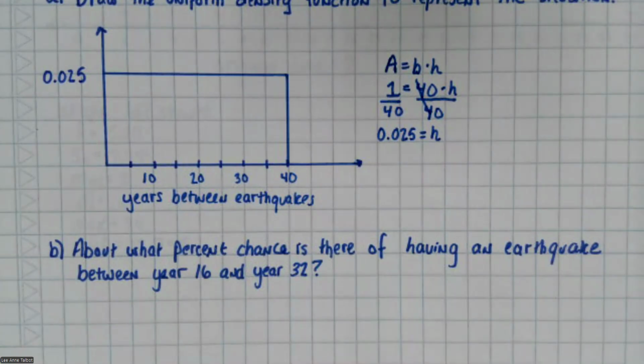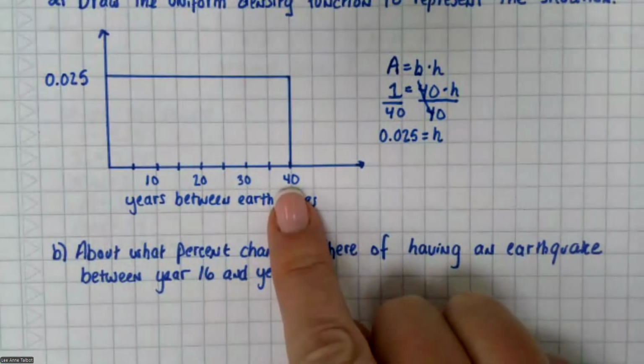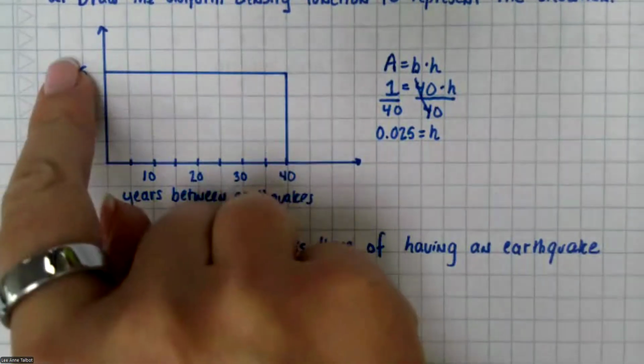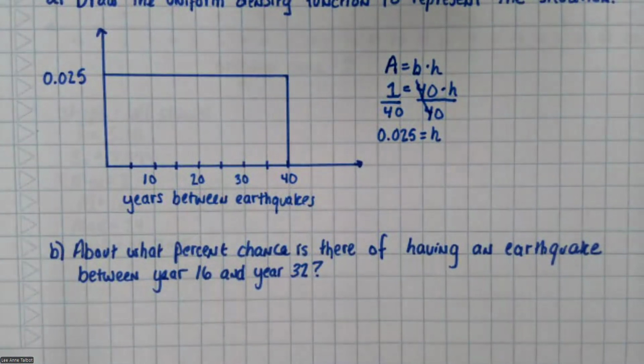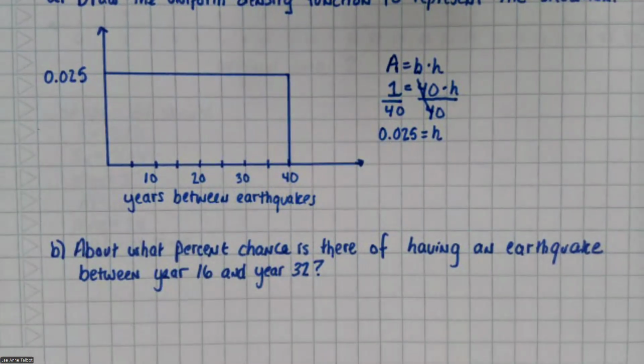Okay, and that is a completed uniform density function. So I labeled my base, I labeled my height, and I put in my title. Area is always going to be 1, and you'll always be able to figure out the base and solve for the height.